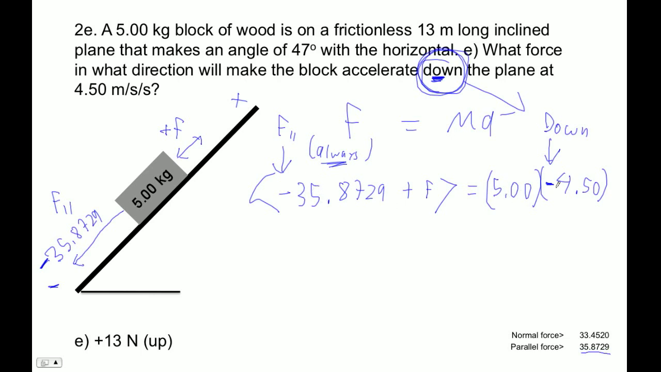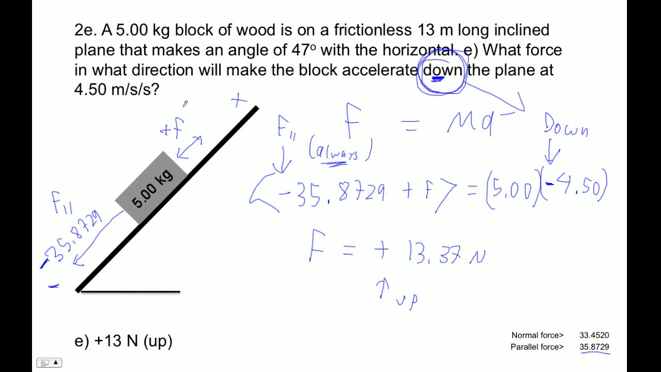And add that to this. Now notice that this is negative, right? So that plus 5 times negative 4.5. And wow, I did something else there for a moment. Okay, so that's plus 5 times negative 4.5. And surprisingly, I get that the force is positive 13.37 newtons, right? That means that the force is up the plane, right?